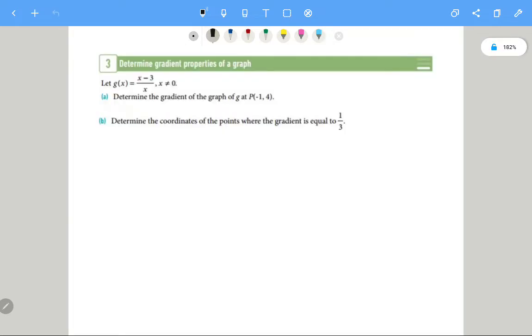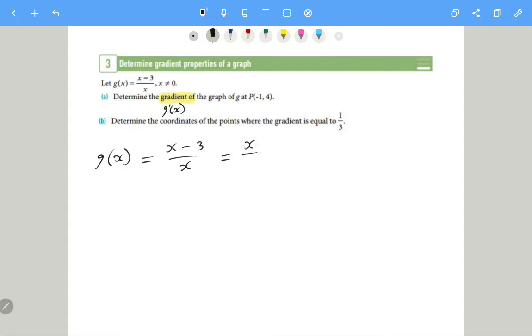Determine the gradient's properties of a graph. We've got g(x) equals (x minus 3) over x, where x does not equal 0. Determine the gradient of the graph of g at P(-1, 4). Because we're looking for the gradient, we definitely would like to know what g'(x) is. So that's the first thing we're going to do. But we can't currently differentiate that function, so we're going to rewrite it by expanding the denominator.